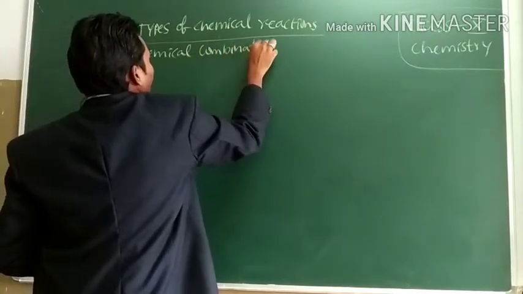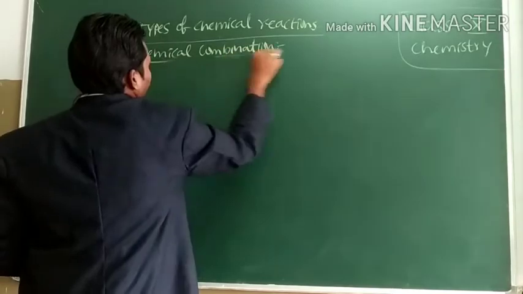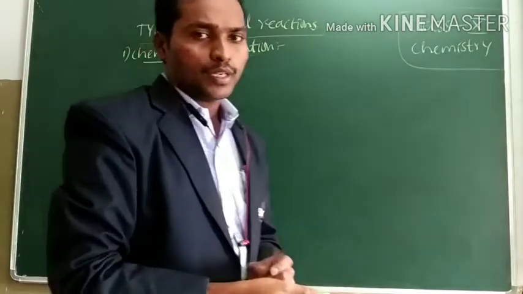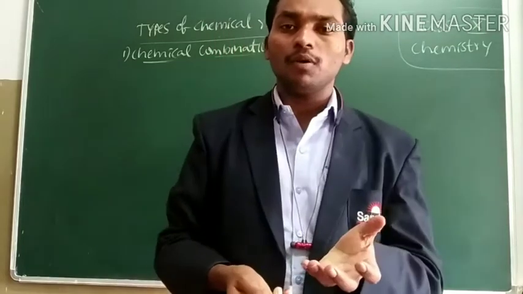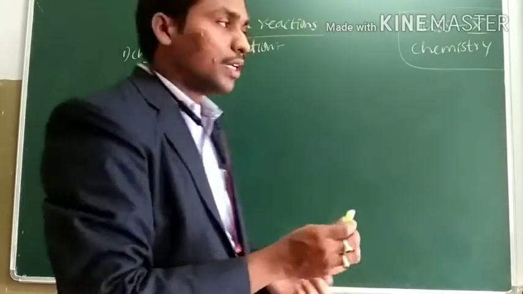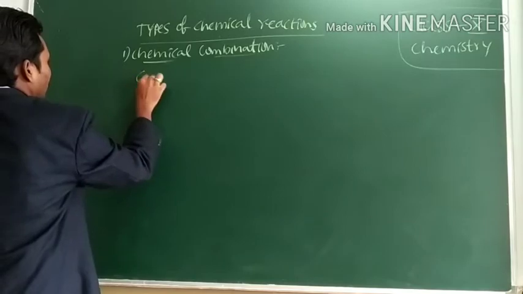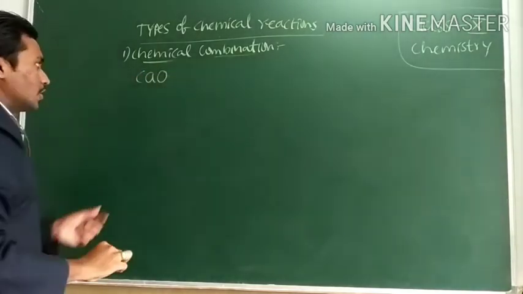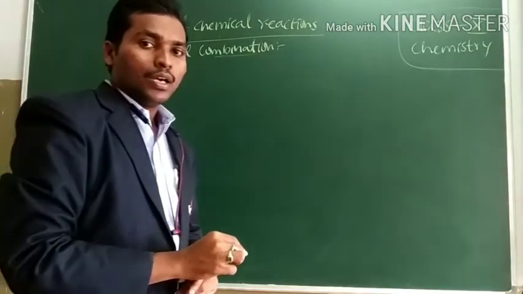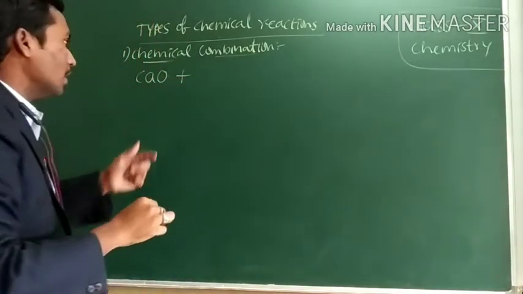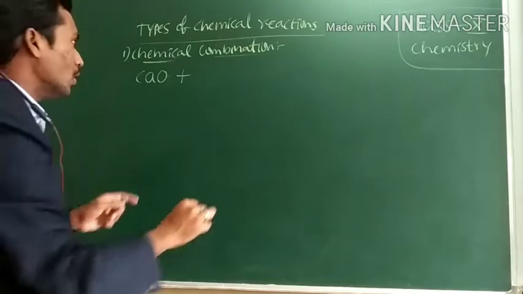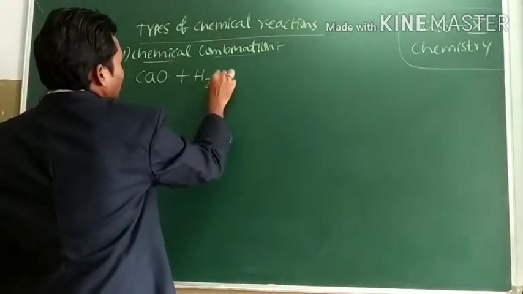Chemical combination reaction. Let us see chemical combination reaction with a small activity. Take some amount of quicklime. Quicklime means calcium oxide. Here CaO means quicklime. Take some amount of quicklime in a beaker and slowly add water to this.